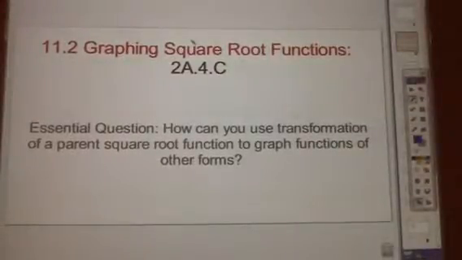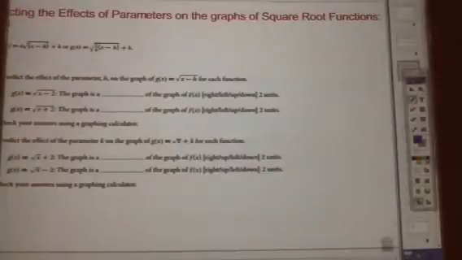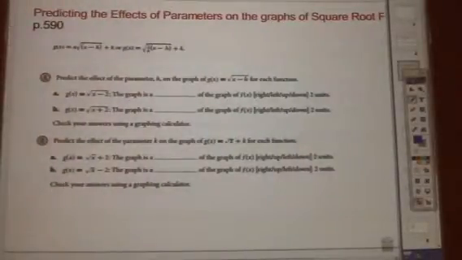11.2, graphing square root functions. If you'll turn to page 590, we're going to go through the parameters and how the transformations move. These are the same thing that we've been doing all year long, except this time it's square root functions instead of either quadratics or cubics. They are square roots. The information is the same.